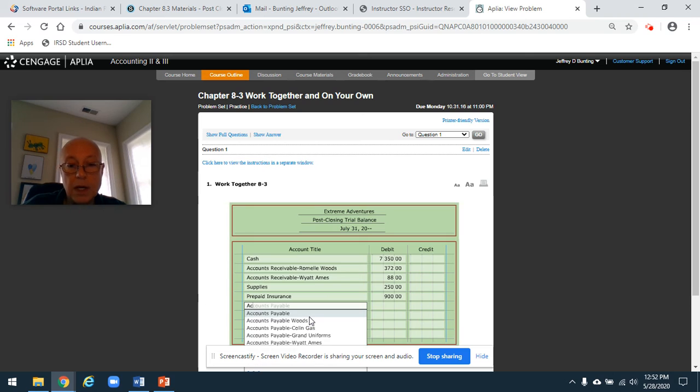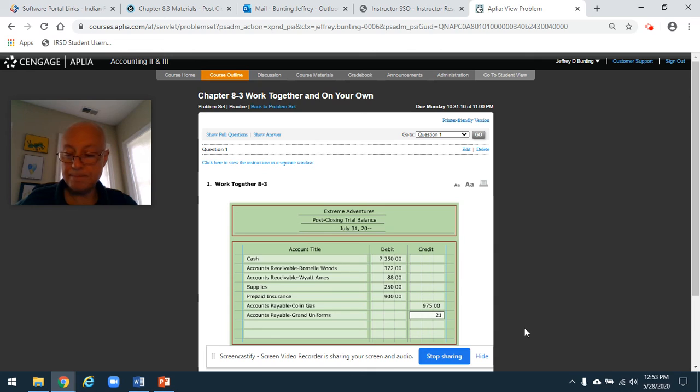So let's go to our liabilities. We've got an accounts payable to Colin Gas. So that's our quarterly gas bill. And we owe $975 on it. And we got another accounts payable, Grand Uniforms. There we go. So we owe $212 on that. And finally, we've got Darlene Wong Capital. It's our equity account. So we're going to put this over here with our buddies on the right side of the accounting equation.